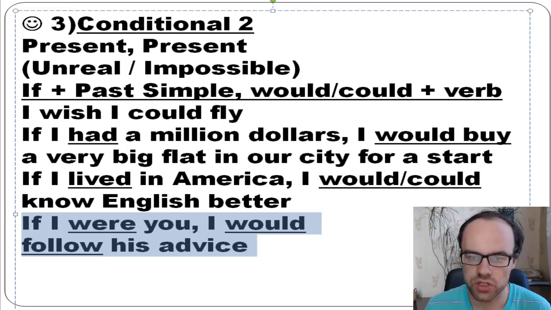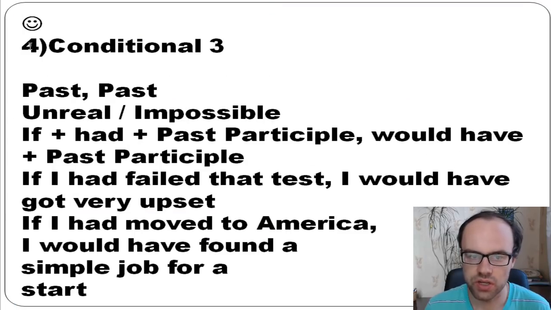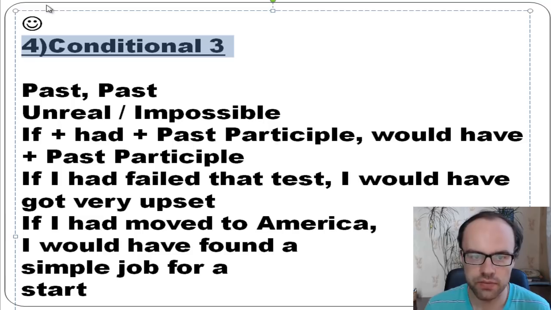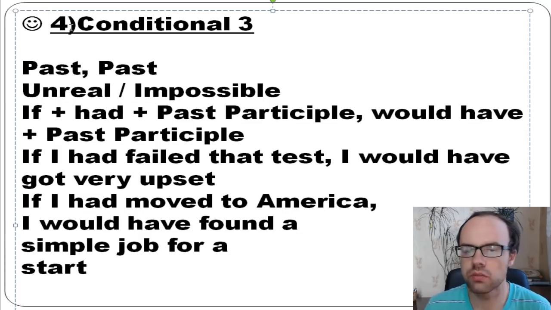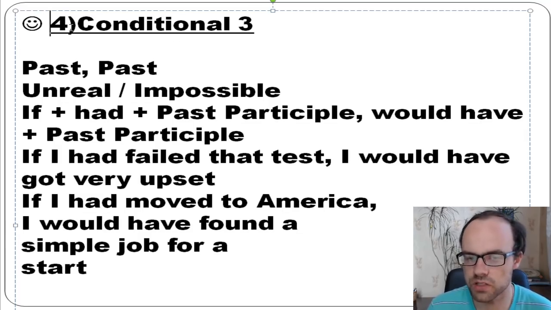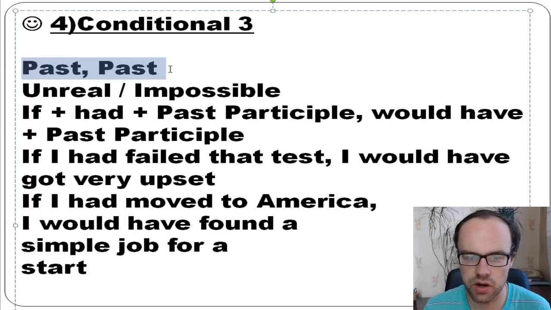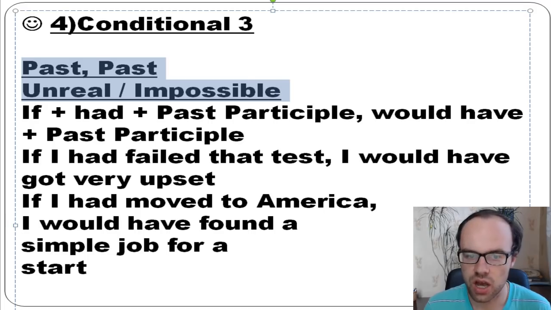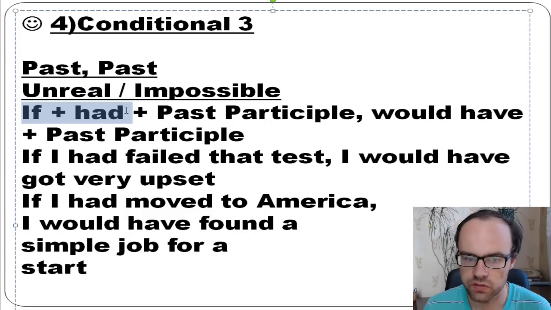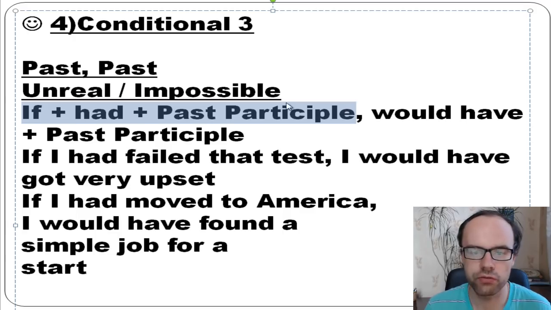Okay, the third conditional. So it's about the past. We talk about the past in both parts of the sentence, in the first one and in the second one, but it's about unreal things, something impossible. And how do we form it? Look, if plus had plus past participle, or the third form.